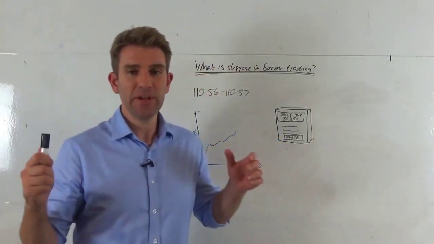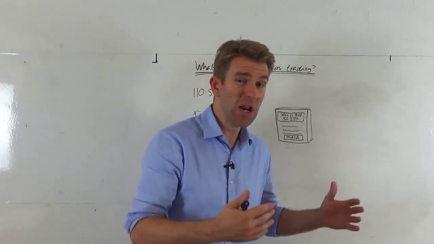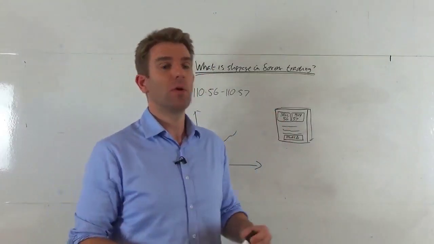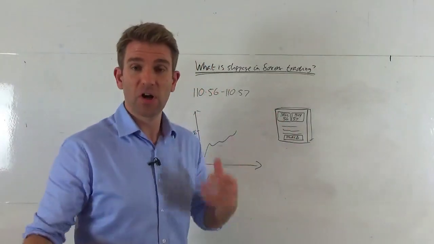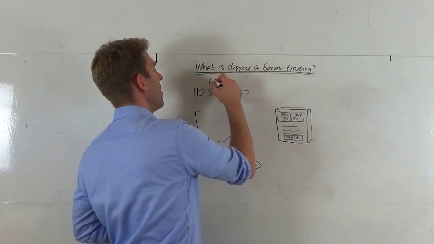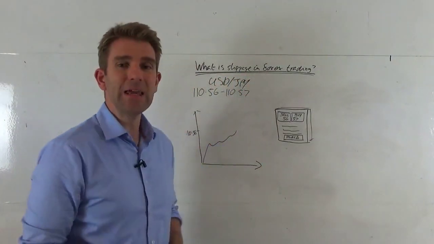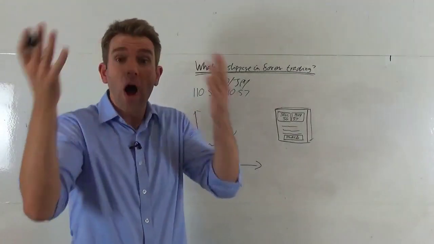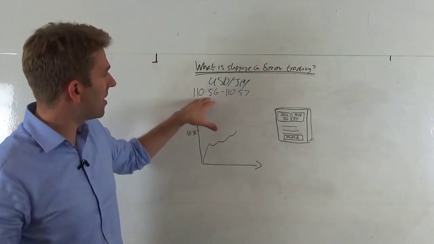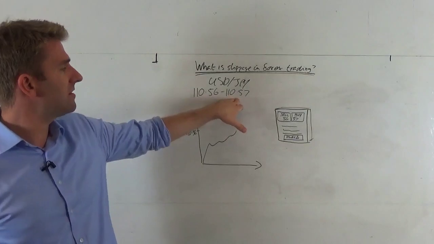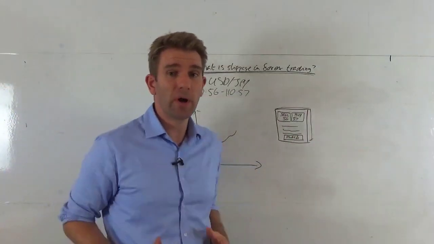Okay, so what is slippage in Forex trading? You might have heard it and you're wondering what it's all about. Let's put up a scenario here: you've got USD JPY, and it could be anything, Euro USD, cable, any currency pair, major, minor, or other. You have a price of 110.56 to 110.57. That's the quote given to you by your broker.